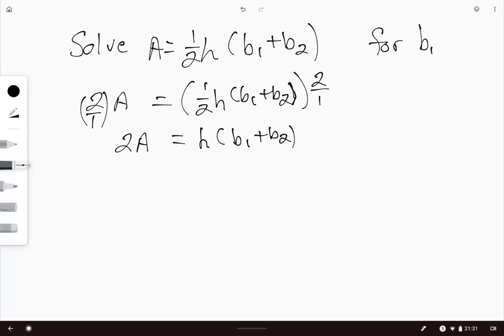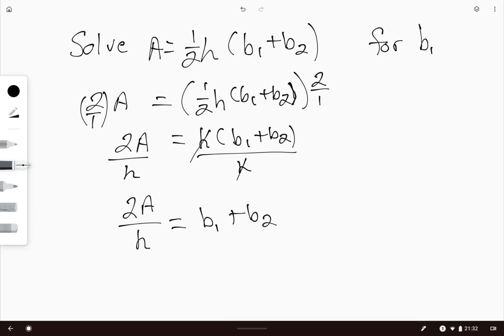So I still need to do division because I'm doing multiplication over here. And remember, again, I'm doing kind of a reverse PEMDAS. I'm saving my parentheses for last as opposed to doing the parentheses first. So if I divide the right side by h, I need to divide the left side by h. Those will cancel out. So again, I'm left with 2a divided by h equals base 1 plus base 2.